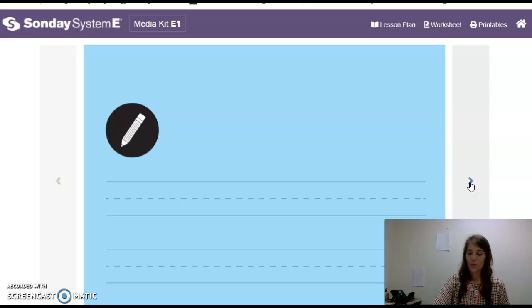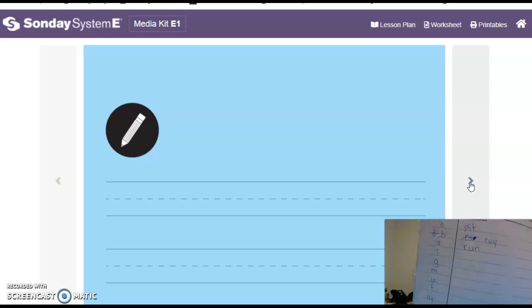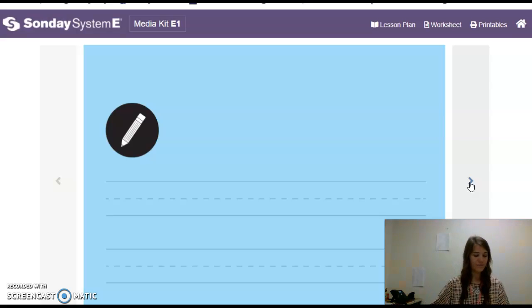Our next word, run, N. Okay. Our next word is map, M-A-P.